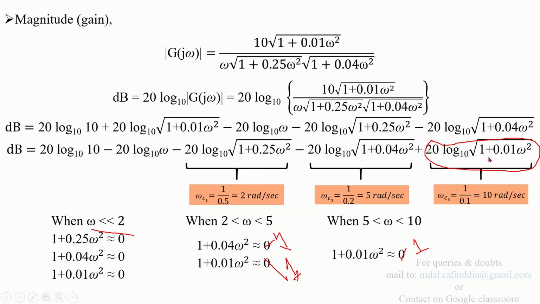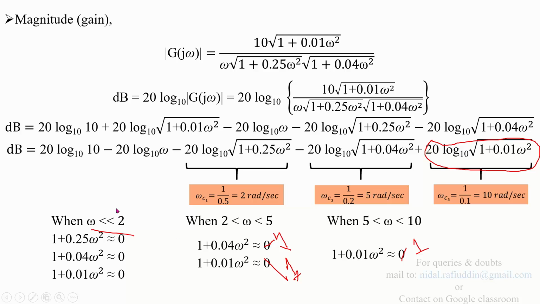So what we did is, when we assumed omega much less than 2, these three terms were eliminated. While omega was lying between 2 and 5, these two terms were eliminated. While omega lies between 5 and 10, this last term is eliminated. While if we assume omega greater than 10, then all the terms will reappear. So we'll be having the full expression of decibel.